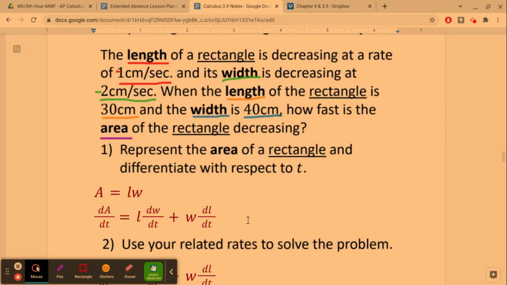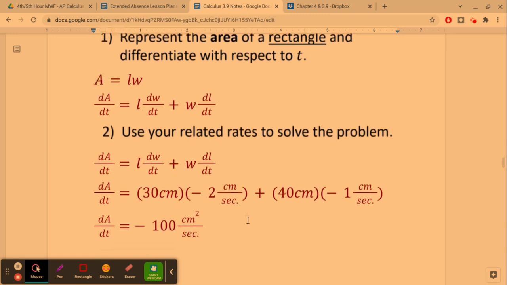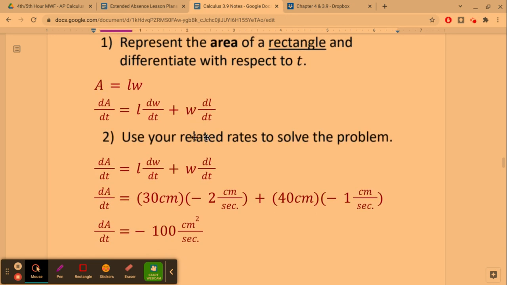All right, I will assume you have given this problem a go. Let's look at the solution. We're going to use our related rates to solve the problem. dA/dt is equal to L dW/dt plus W dL/dt. We're taking our original equation, and we've got it right here.